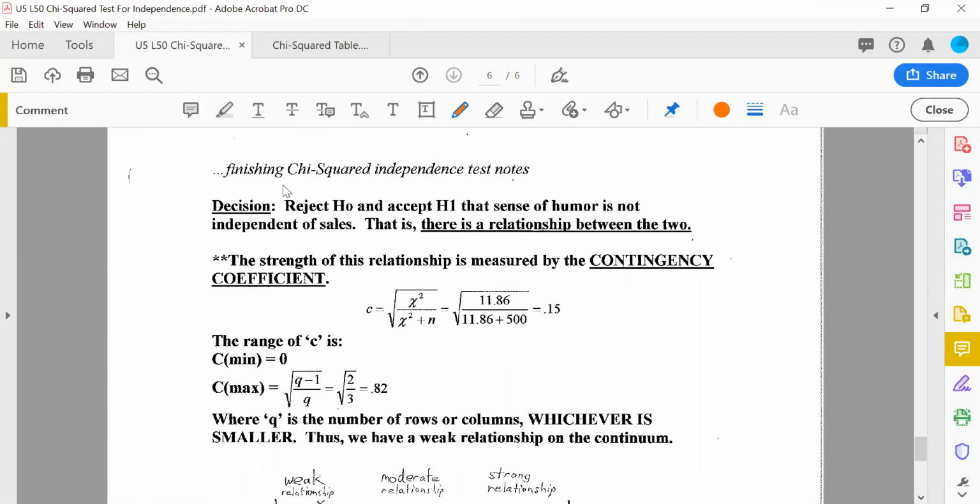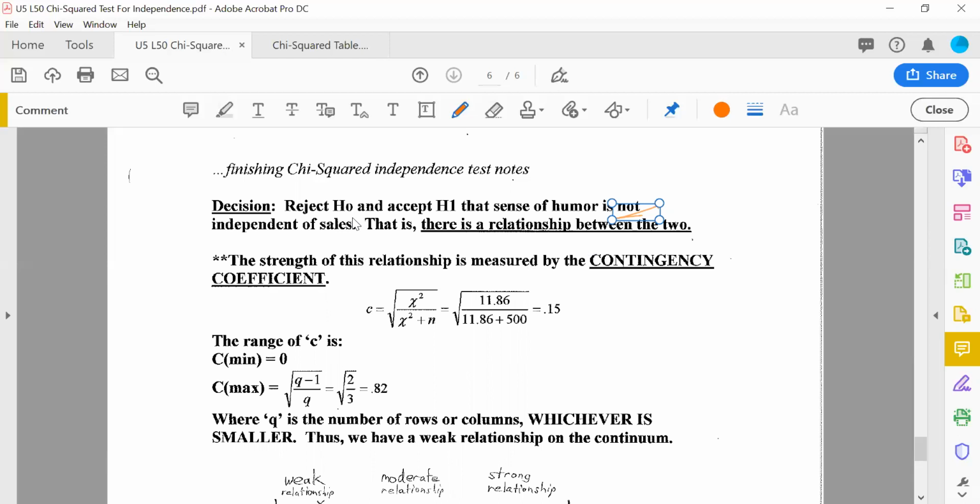So we're going to reject H0, and we're going to accept H1 this time. That sense of humor is not independent of sales. That means there's a relationship between the two. One note, what if you fail to reject this test tonight for homework? If you fail to reject H0, that means you're going along with H0. And what does that say? That sense of humor is independent of sales.